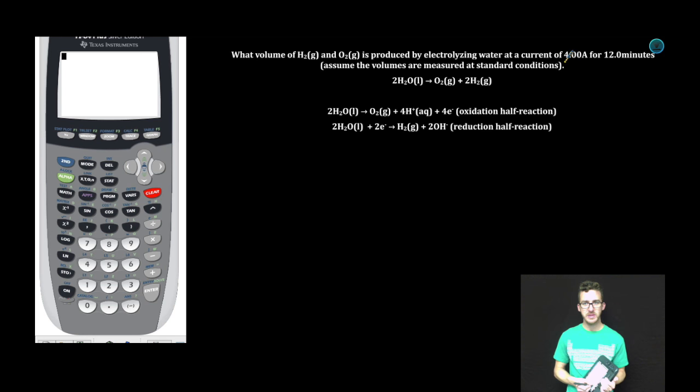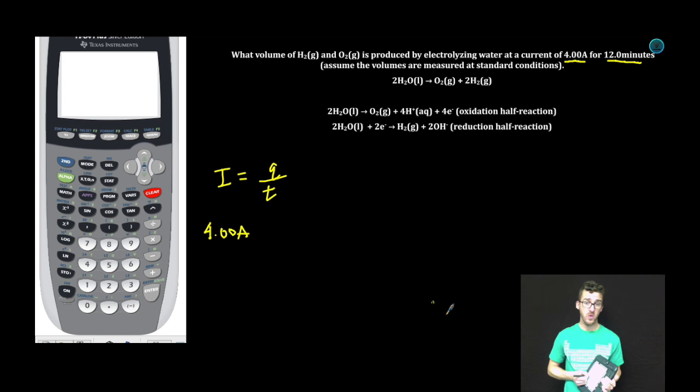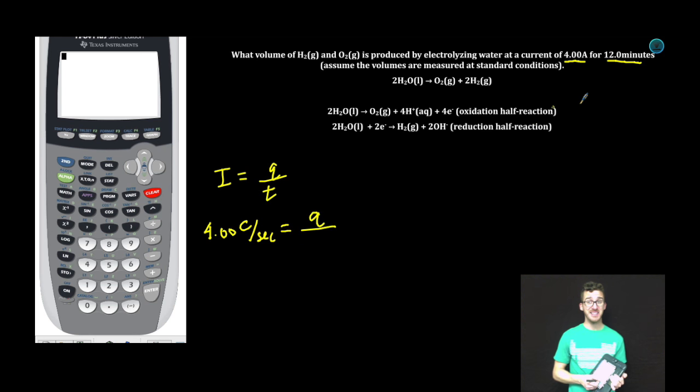All right, as soon as I see current and time, I'm automatically thinking about this equation. Current is equal to charge per unit time. 4.00 amps, or as I like to plug in, coulombs per second, is equal to the charge over my time in seconds. I'm given my time in minutes. College Board always making me work.